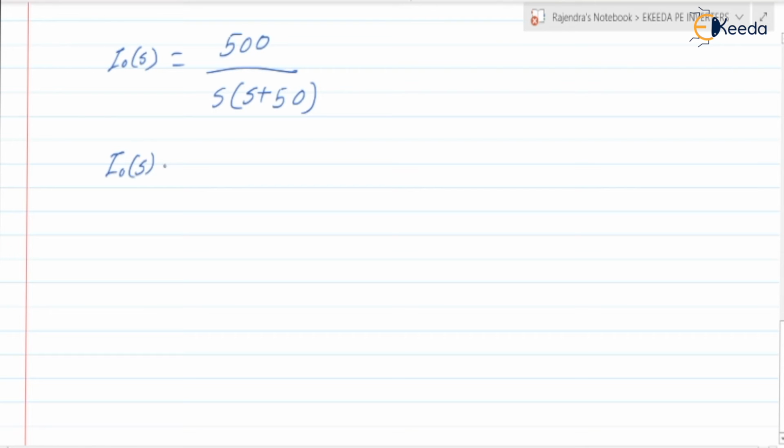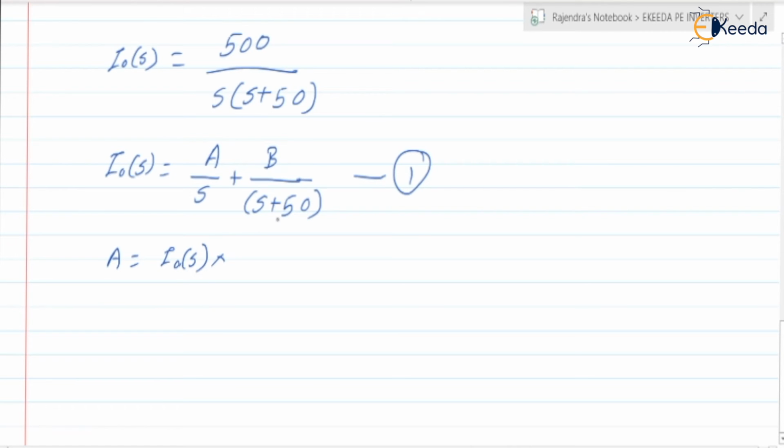Okay, so further with the help of partial fraction, yes, we can write I0 of S is equal to A by S plus B upon S plus 50. Consider it as equation 1. Okay, so can we find A and B? Yes, how to find A? A is equal to I0 of S into S at S is equal to 0.